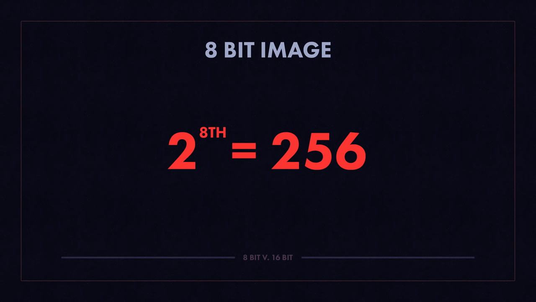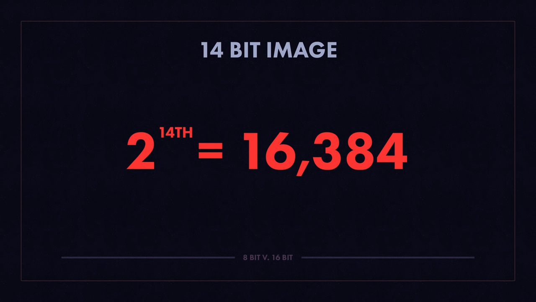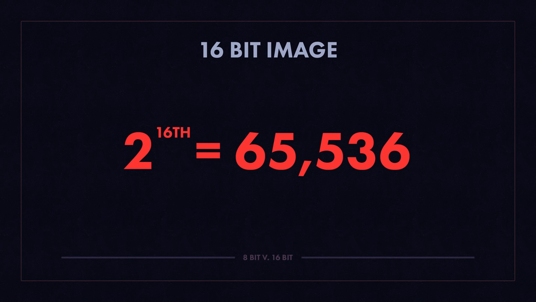Now a 12-bit image, 2 to the 12th, is 4,096. 2 to the 14th for a 14-bit image, 16,384. And 2 to the 16th for a 16-bit image, 65,536 levels of color and tone.